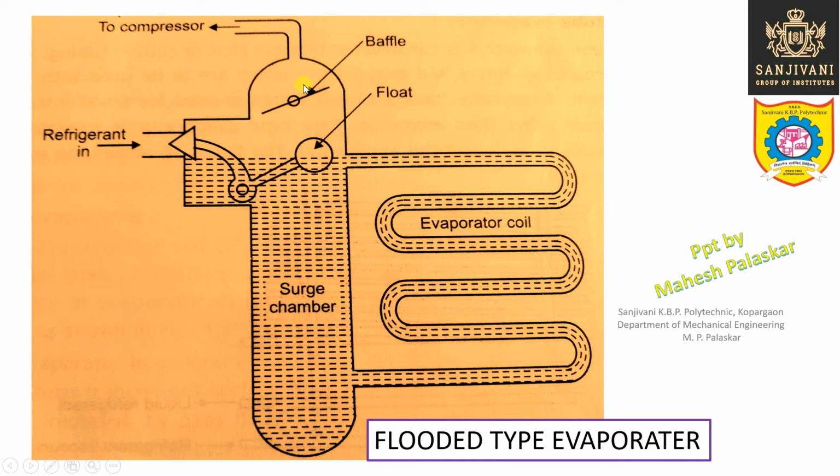So the top of this surge chamber is actually filled with the refrigerant vapor, right? And a baffle is present. So this refrigerant vapor will go to the compressor, right? And the liquid droplets will be removed by this particular baffle, and they will be stopped by this baffle, and refrigerant vapor will go to the compressor. So this is the construction and working of the flooded type evaporator, which consists of the evaporator coil, the surge chamber, the float valve, the baffle, and the inlet for the refrigerant and the outlet for the refrigerant to the compressor, right?